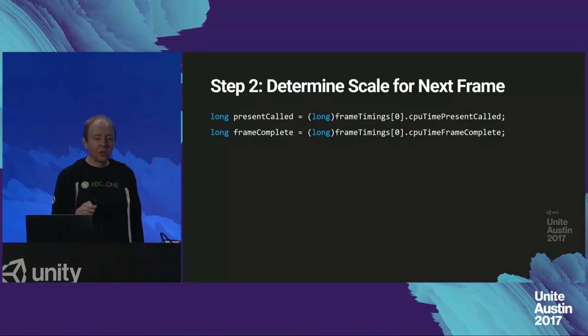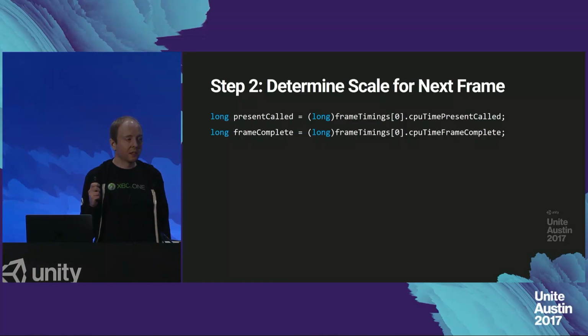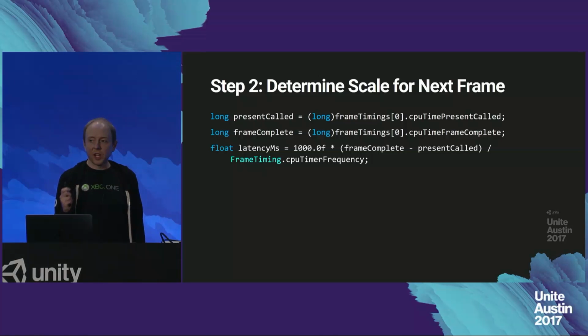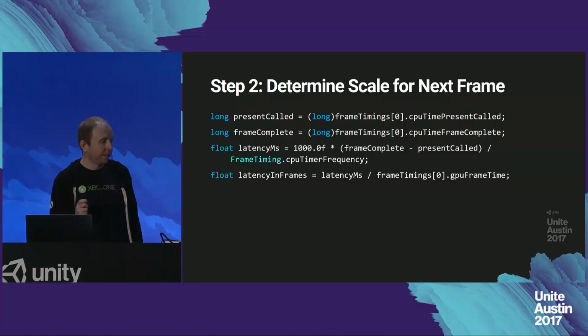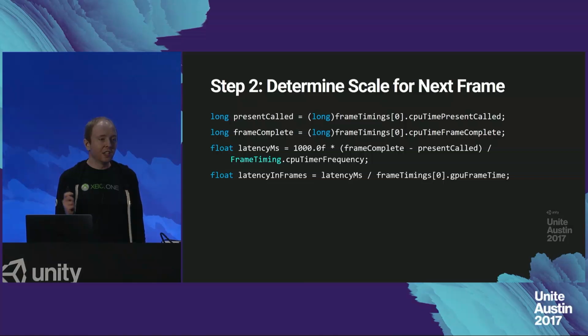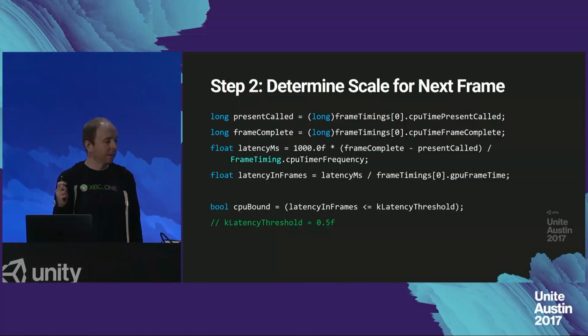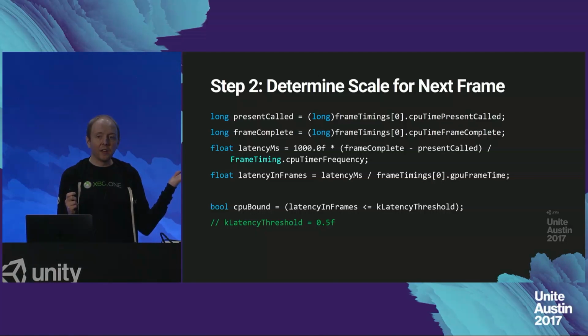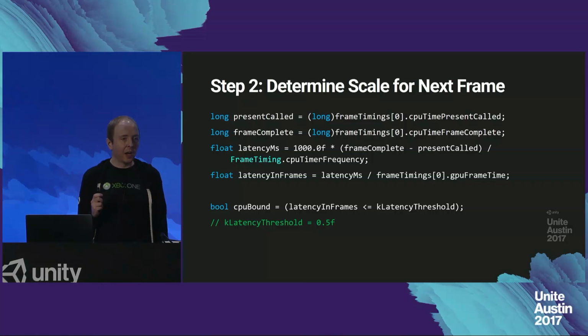So here's how that might look in code. First of all, we grab both of those timestamps off of the frame timing object. Next, we calculate the latency in milliseconds by finding the difference, dividing by the CPU timer frequency, which you can always get off the frame timing, and then multiplying by 1,000. Then we divide that by the GPU frame time to get a measurement of latency in GPU frames. Finally, we apply a heuristic. We see if that latency in frames is less than a threshold, which I've defined as 0.5, and if it is, then we believe that we're CPU bound.